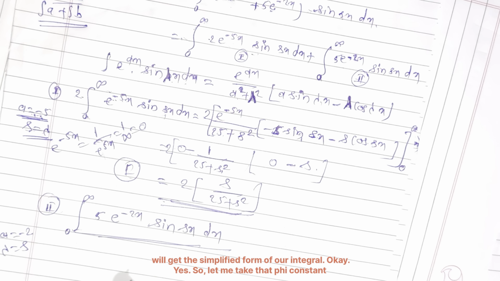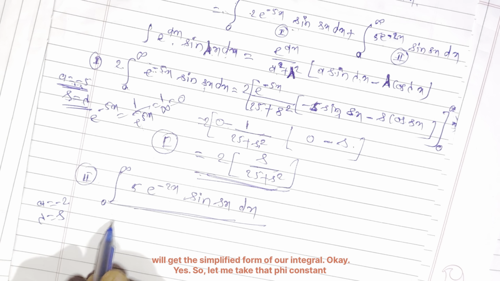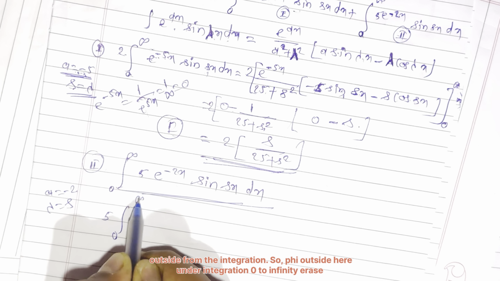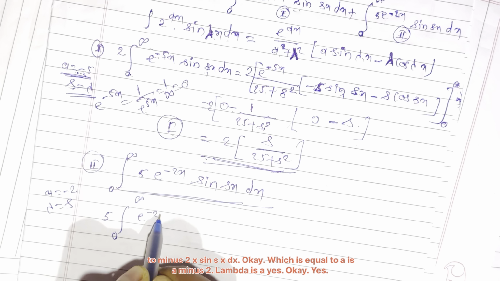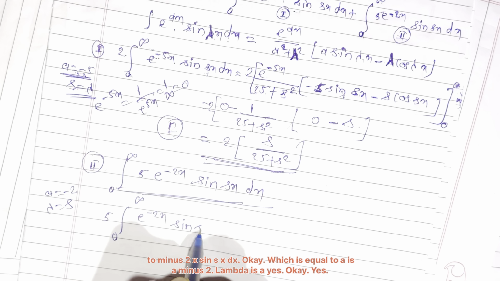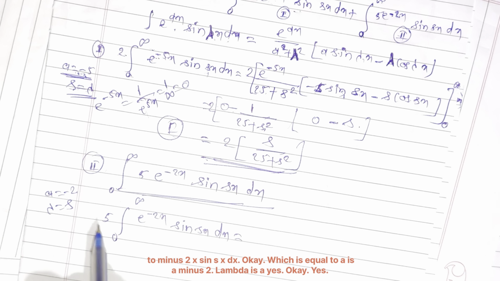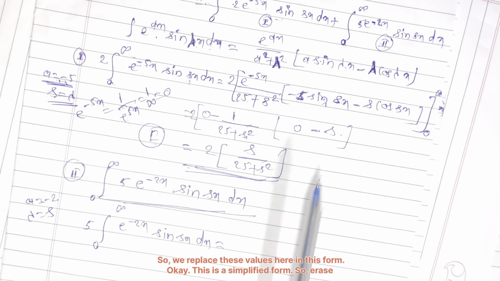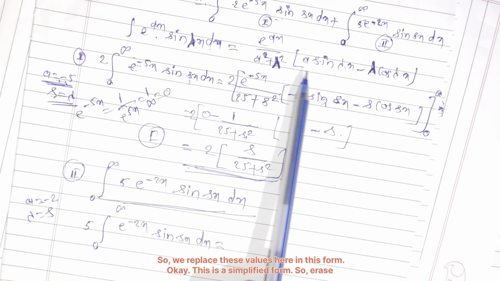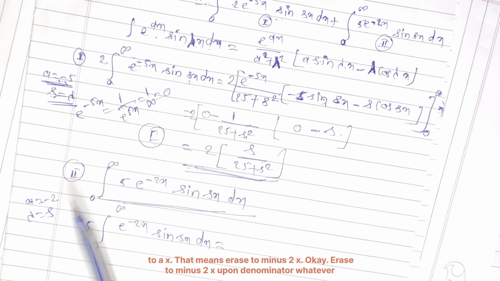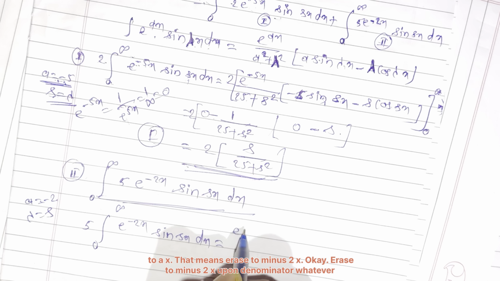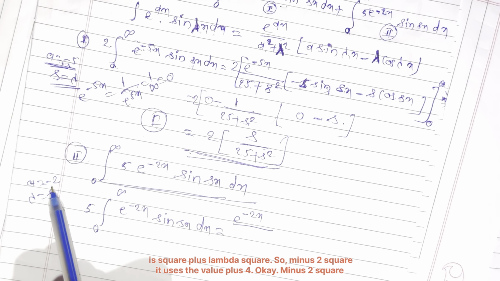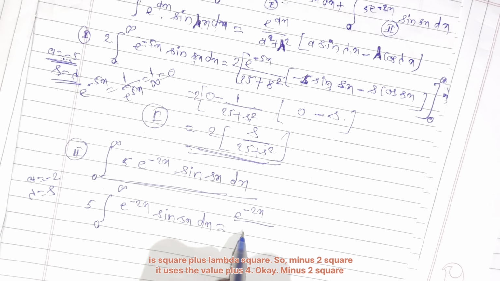So let me take the constant 5 outside the integration. 5 outside, under the integration 0 to infinity e raised to minus 2x sin sx dx, which is equal to, with a as minus 2 and lambda as s. So we replace these values in this simplified form. e raised to ax, that means e raised to minus 2x, upon the denominator a square plus lambda square. Minus 2 square gives us the value plus 4.